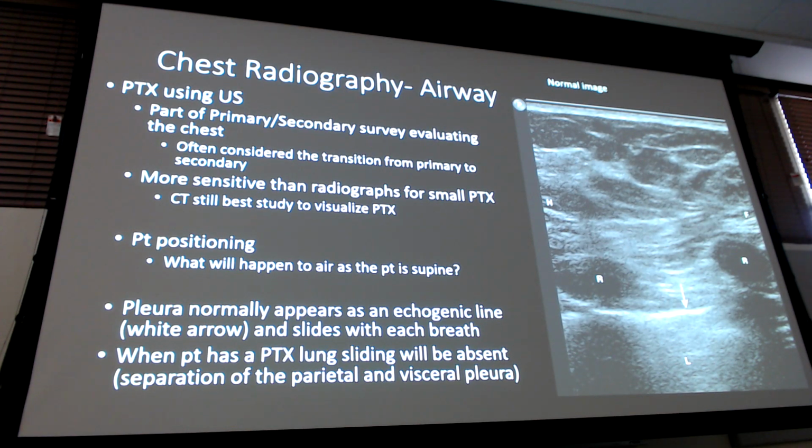All right, pneumothorax using ultrasound. So this is going to break down what the ultrasound looks like. Understand that the ultrasound is more sensitive than radiographs, but CT is still the best study to visualize it. Okay, it's still your study of choice.